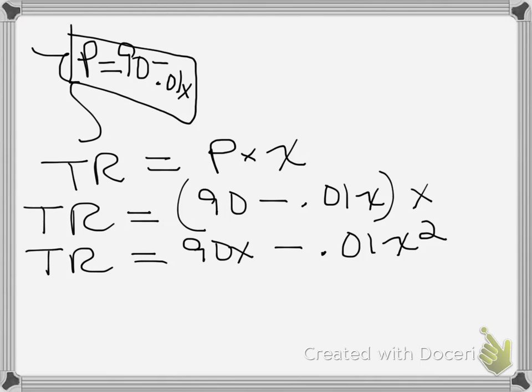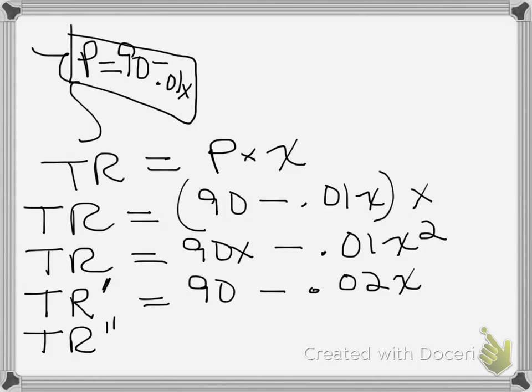So now, finally, I'm ready to take the derivative and figure out how to maximize the revenue. So 90 minus 0.02x will be my first derivative. My second derivative will be minus 0.02. Since my second derivative is negative, I know I'm maximizing my revenue, so it's a max. All right, so the question was, what should the ticket price be? So have I gotten a price?